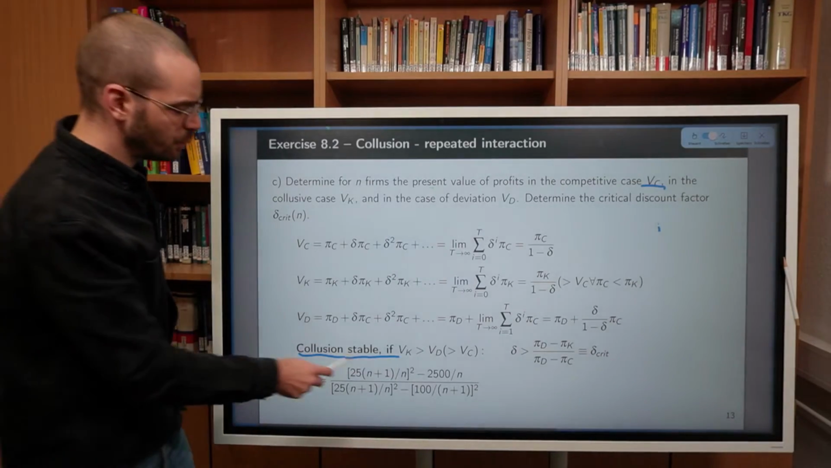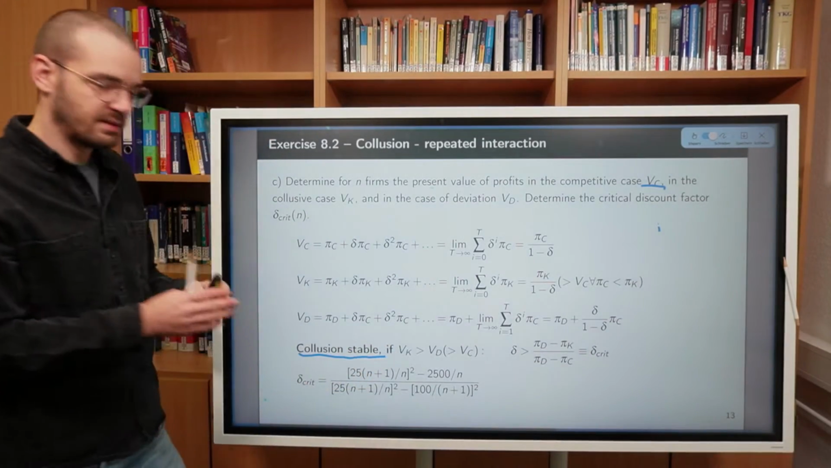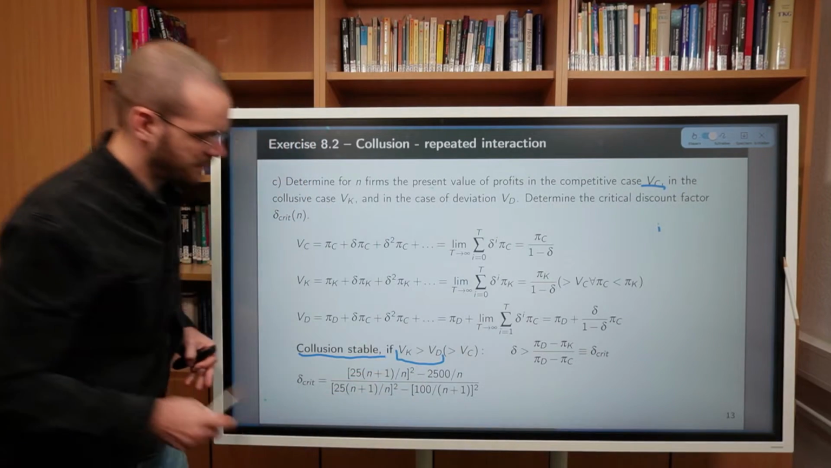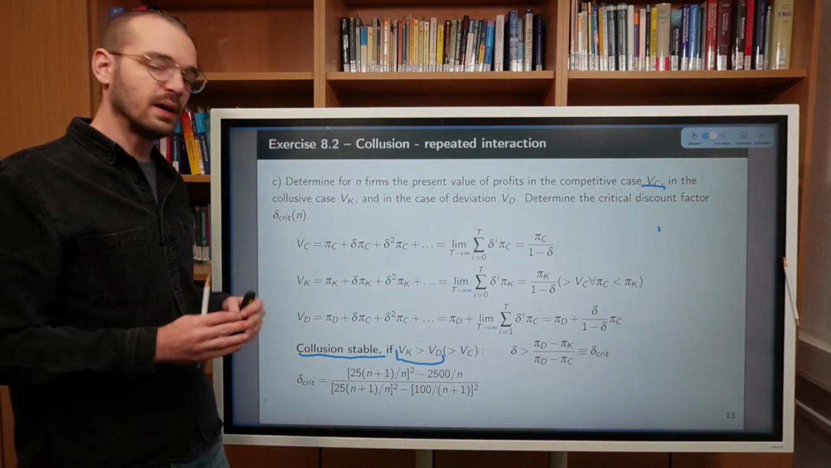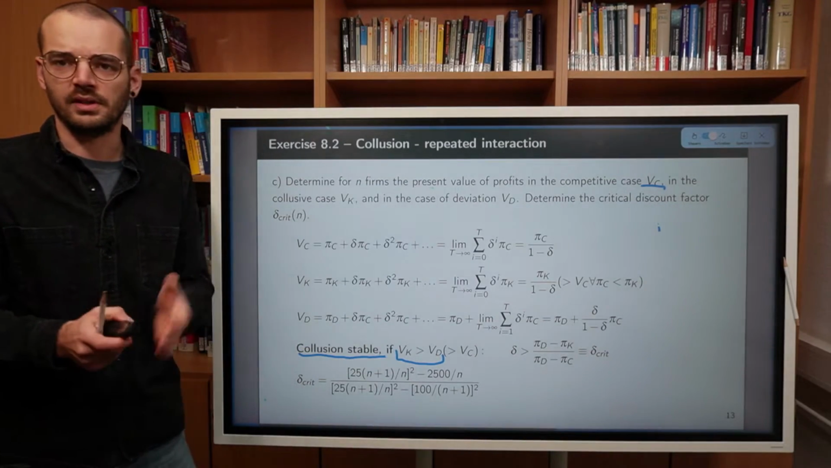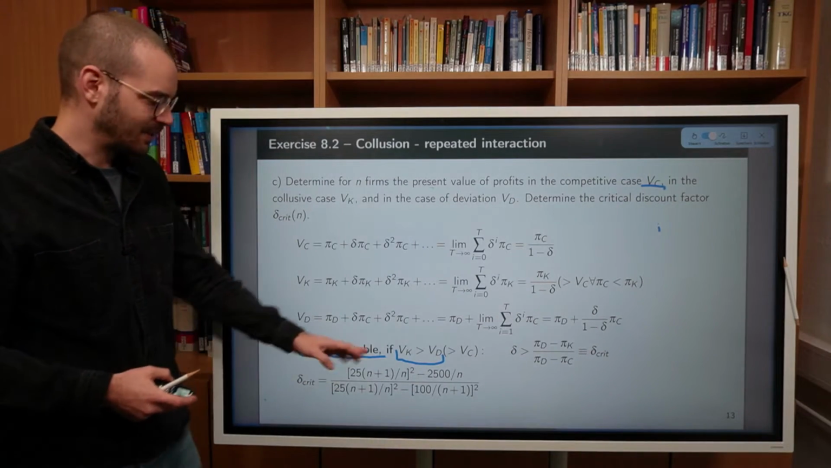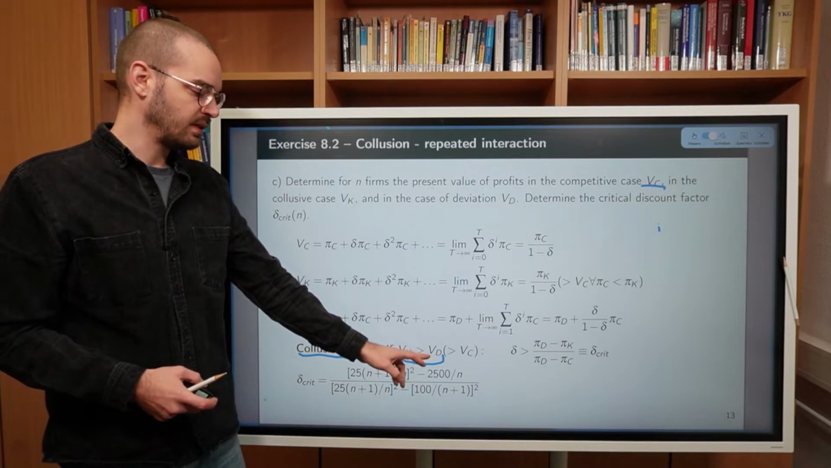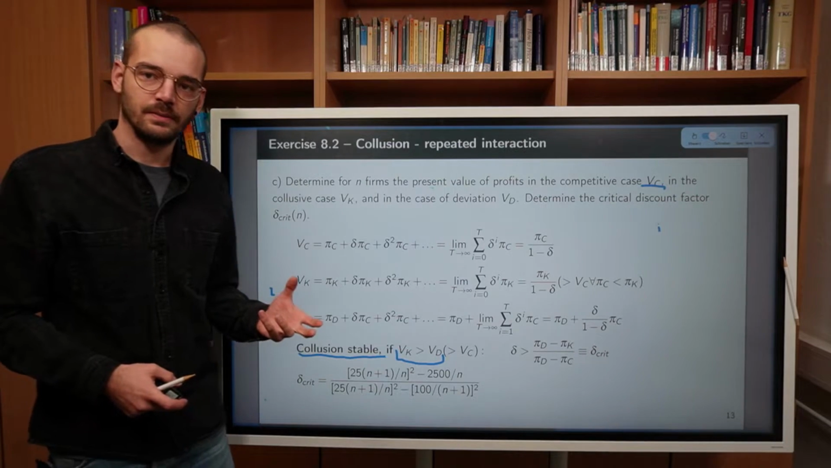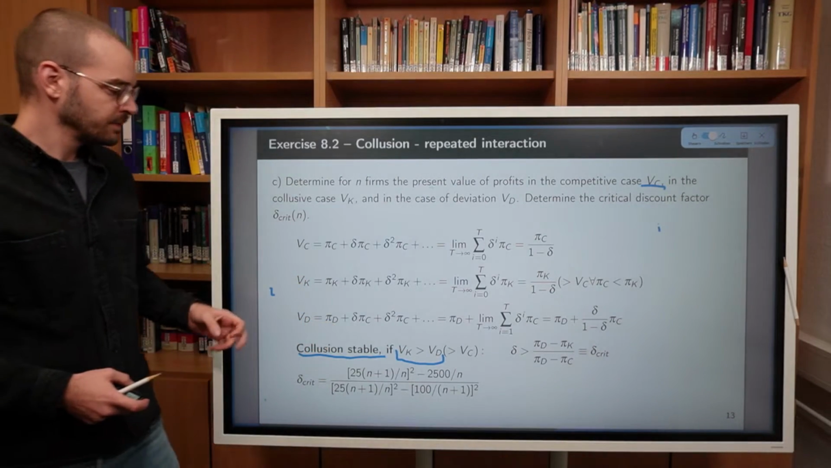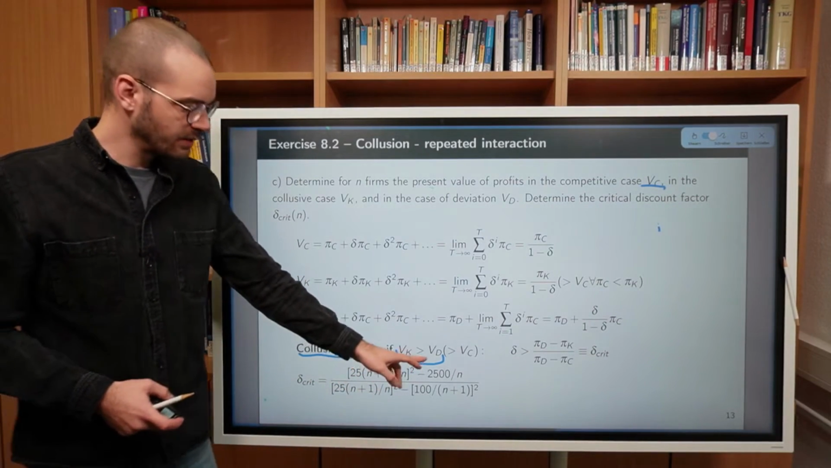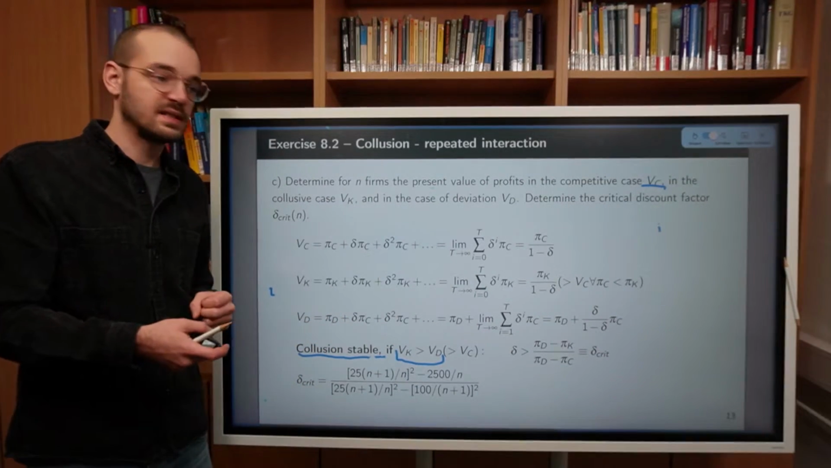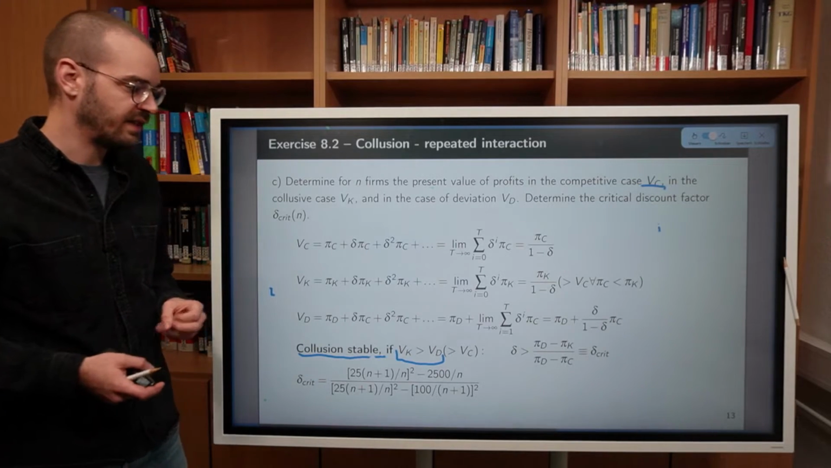All right, so we find the critical discount factor from this starting point. We want to know under what condition collusion is more profitable than deviation. All right? And the answer to this inequality then provides us with the critical discount factor.